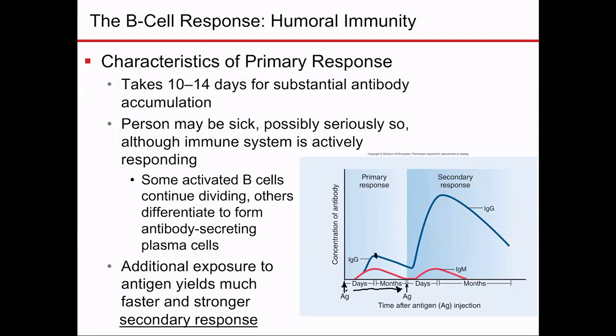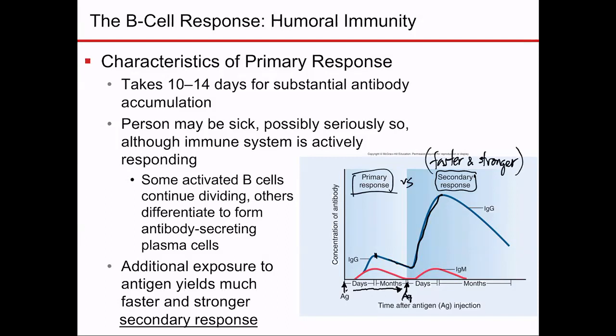Now, if your immune system encounters the same antigen in the future, because there are now memory cells circulating from the first encounter, the next encounter will result in a faster and stronger response. And that's the main difference between secondary response and primary response. The secondary response is faster and stronger.